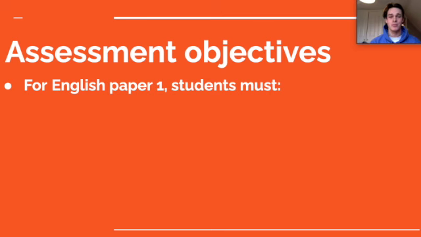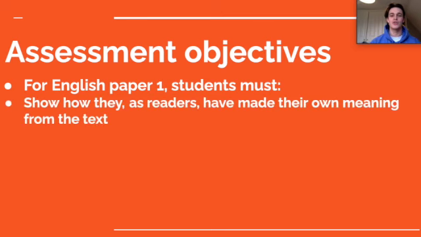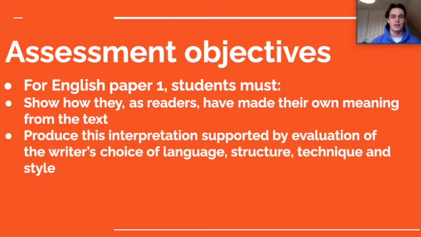For English Paper 1, students have to show they as readers have made an understanding of the text, right? And they have formed their own interpretation. Now, it's important to bear in mind, there is no one right answer in English, right? It's a creative subject and there are lots of subjective interpretations for poems, for prose, and things like that, okay? But what you really have to do is support your interpretation by using evidence, okay? And this is based around the writer's choices.